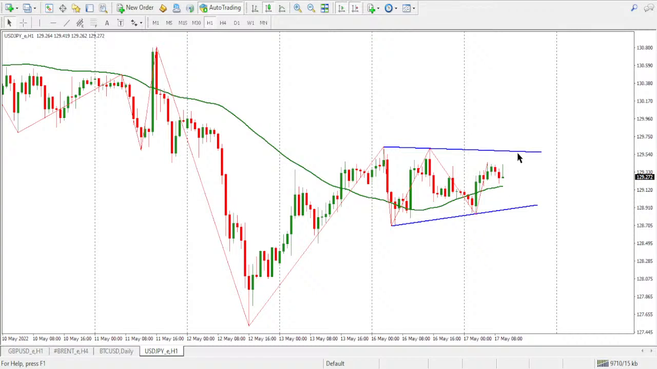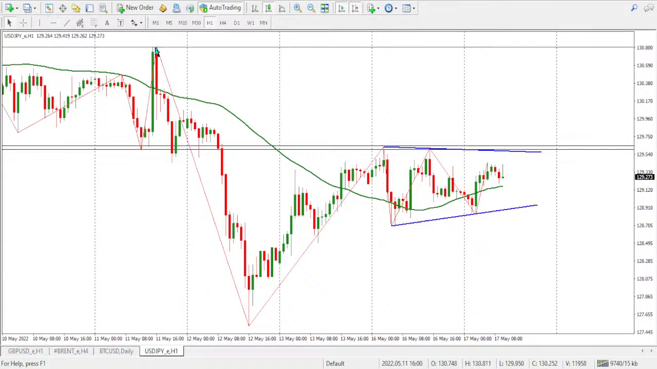And in case the price breaks above the upper line, then we're going to look for more buy positions. We are expecting buyers to continue to push price upwards up to this resistance level, this one here. So technically, based on the zigzag indicator, we are within a contracting wedge formation.